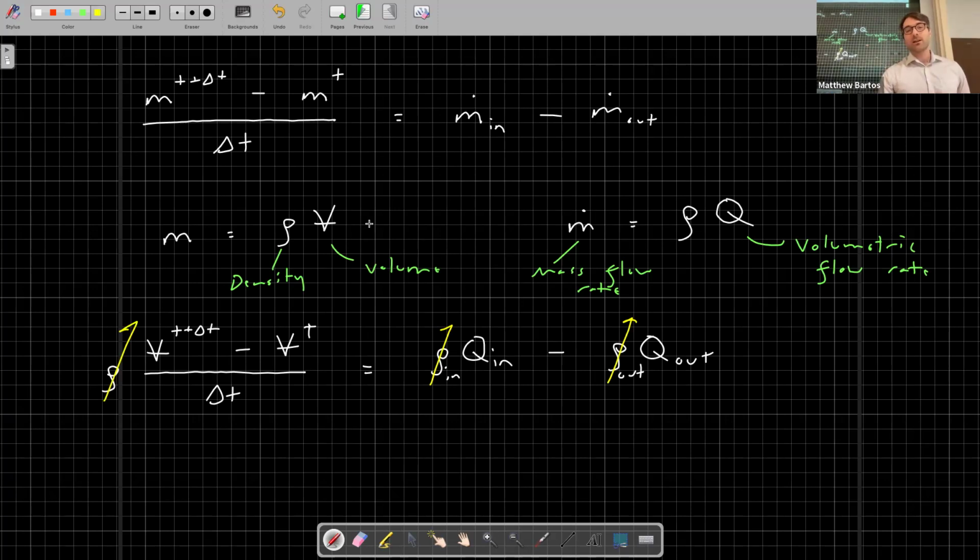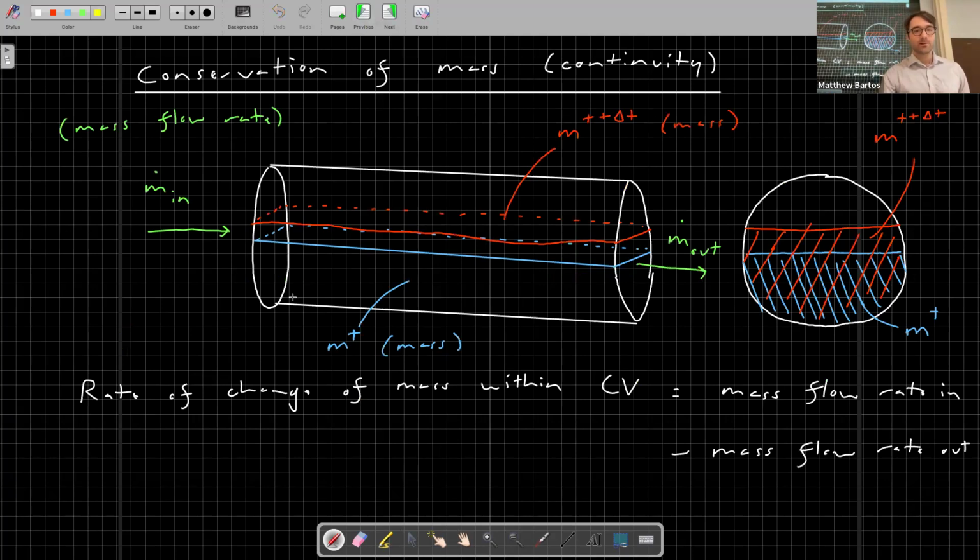All right, and let's say we have some dimensions for our control volume that we can use to express the volume. So let's say we know the length of our control volume is, I'm going to call it delta x. And let's say we also know the cross-sectional area of the fluid. So that will be this cross-sectional area here. This will be A at time t. And this cross-sectional area here for time t plus delta t.